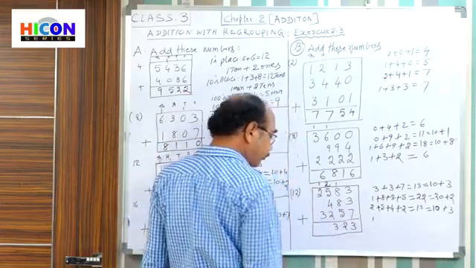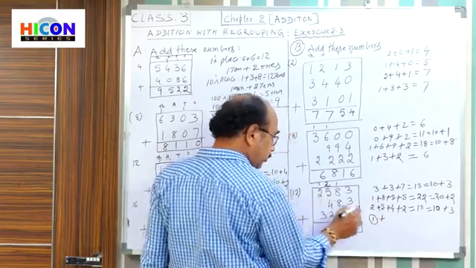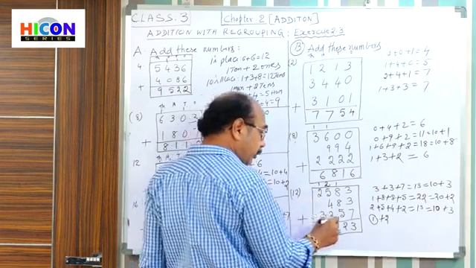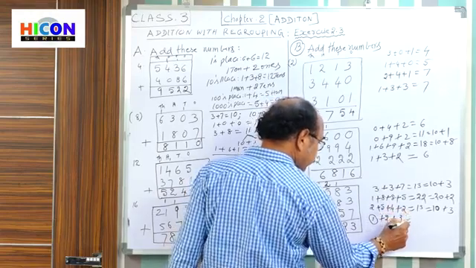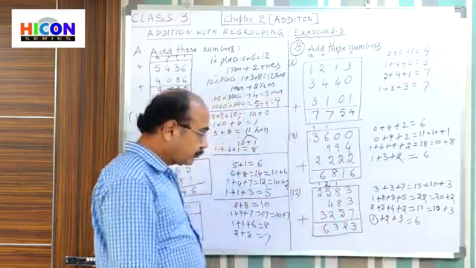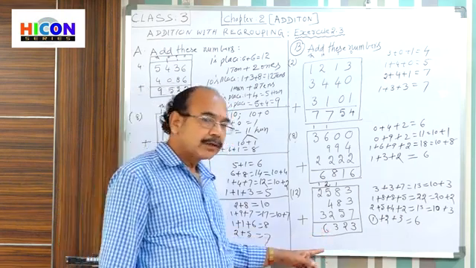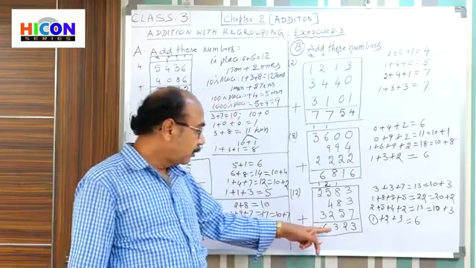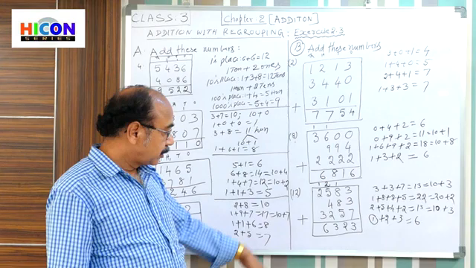So 1 is the carried 1000 here. Plus here 2 thousands are there in the first number. In the second number, no thousands. In the third number, 3 thousands are there. Totally 6 thousands. So finally, what is the sum of the three numbers here? 6,320. This is the sum of the three numbers.